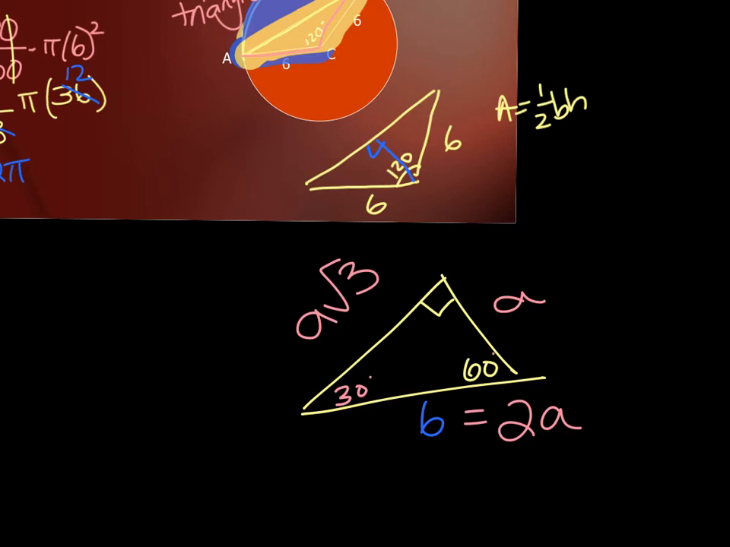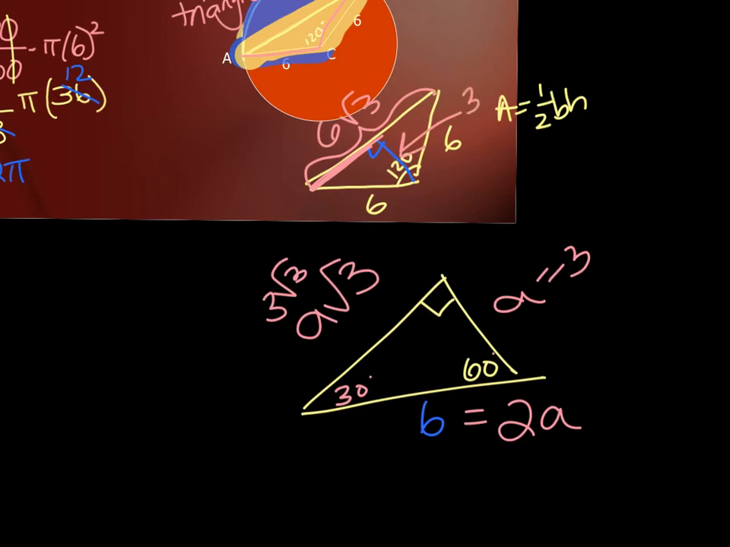So this is 3. And this is 3 root 3. So from here to here is 3 root 3, which makes the base of this triangle 6 root 3. And the height of this triangle, 3.